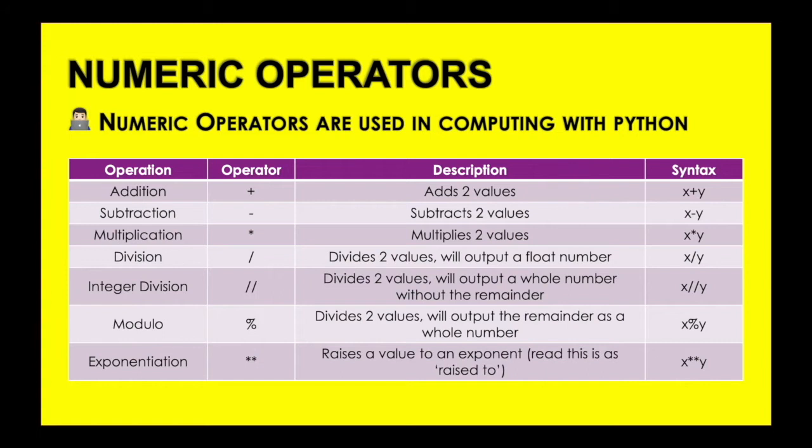For the modulo, the operator is the percentage sign. This divides two values, and the output will be the remainder as a whole number.